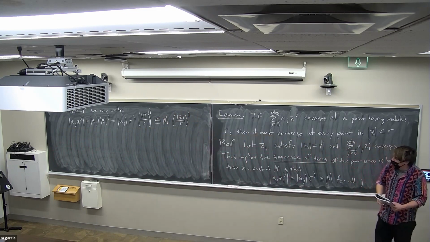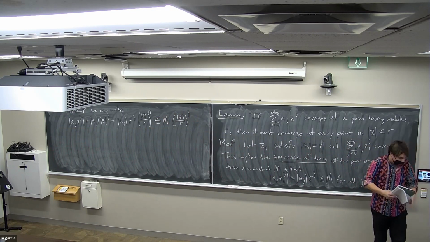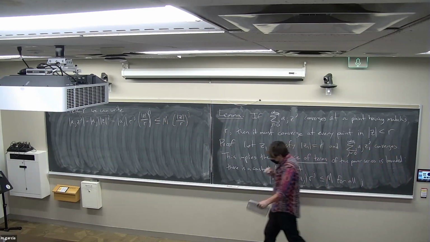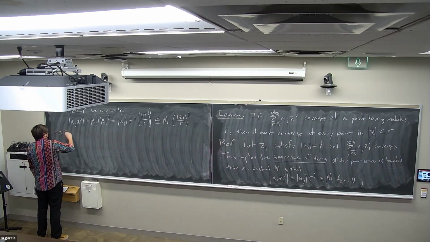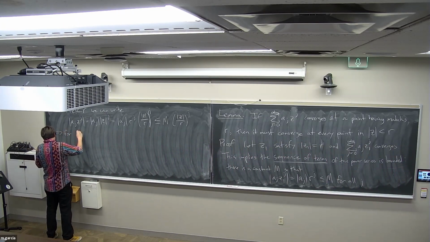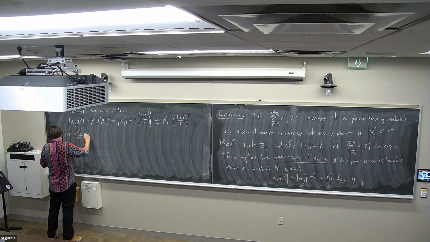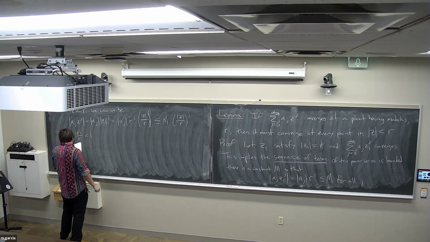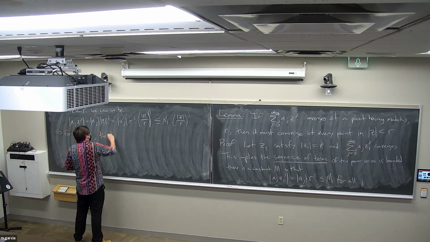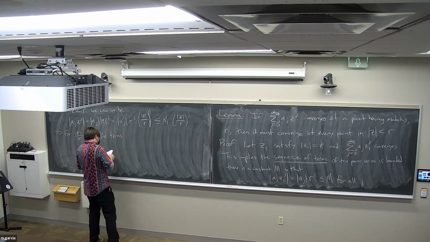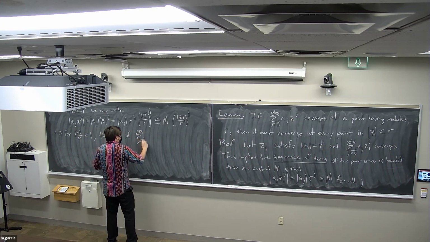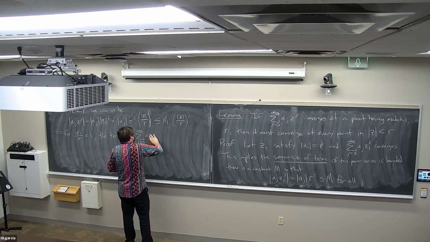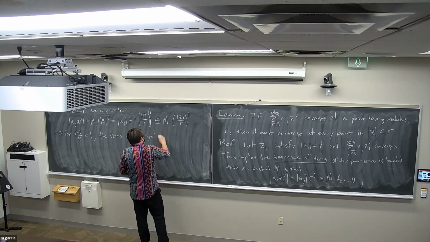Okay. So, what does this tell us? This tells us the following, that for the modulus of z divided by r strictly less than 1, the terms of the sum from j equals 0 to infinity of a sub j times z to the j are dominated.